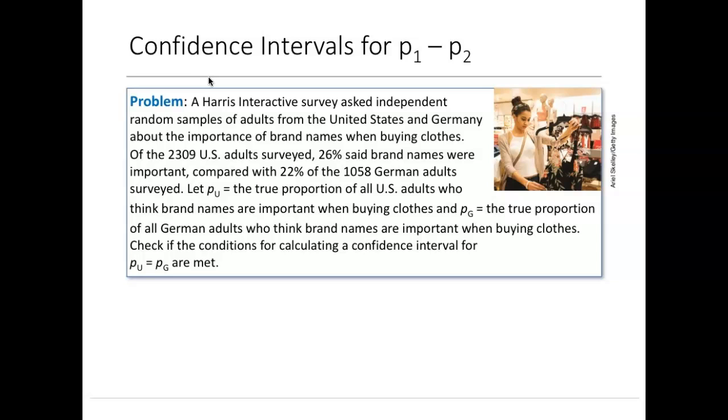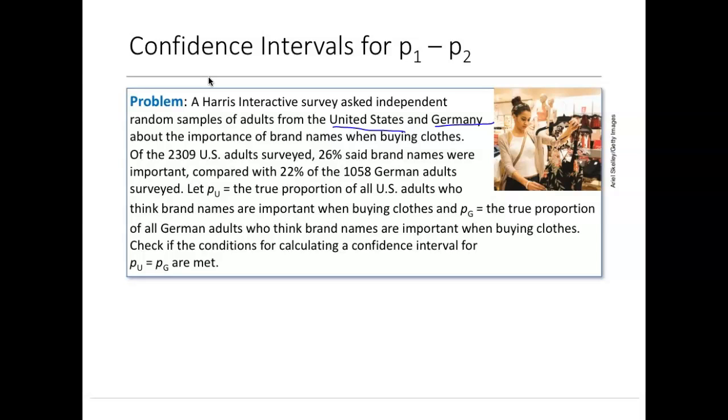Well done. All right. So here we're just going to check conditions on this one. We're not going to actually create the confidence interval just yet. But to give you some context of what a problem would look like, here we go. A Harris Interactive survey asked independent random samples of adults from the United States and Germany about the importance of brand names when buying clothes. Of the 2,309 U.S. adults surveyed, 26% said brand names were important, compared with 22% of the 1,058 German adults who were surveyed.